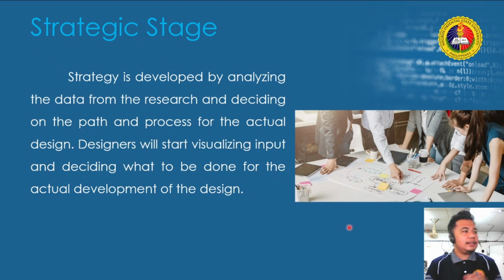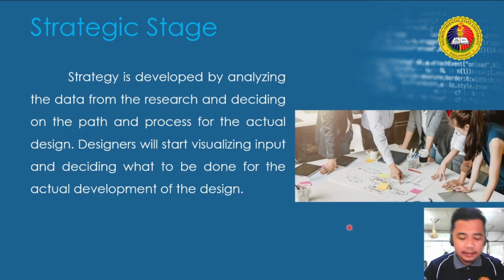All right, so next is the strategic stage. Strategy is developed by analyzing the data from the research and designing the path and process for the actual design. Designers will start visualizing and designing what is to be done for the actual development of the design. Now, strategic is where all the information or all the data gathered from the briefing as well as the research will come into place.